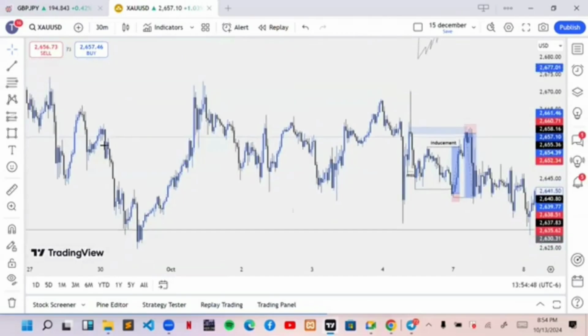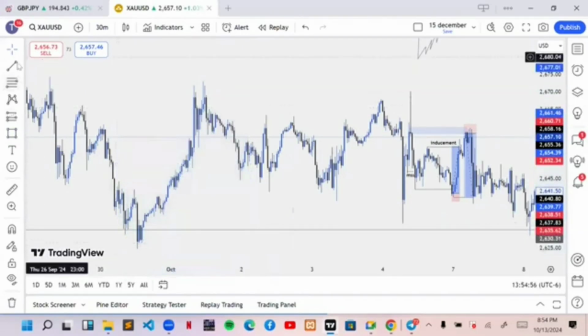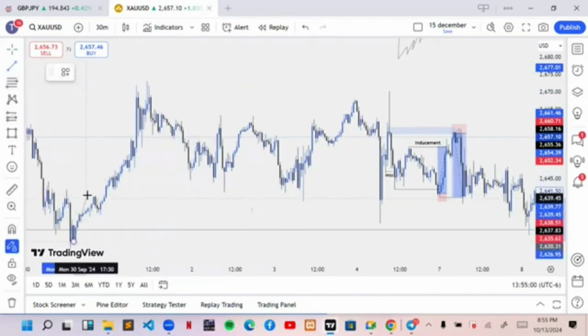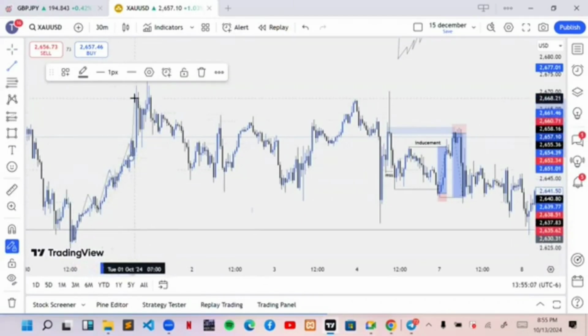So I paid attention to this chart and I noticed that the market was previously on an uptrend. So this is the uptrend that the market was on before. The market was making a series of higher highs and higher lows. So you can see from here, higher highs and higher lows, higher highs and higher lows. The market now made a lower low right here.